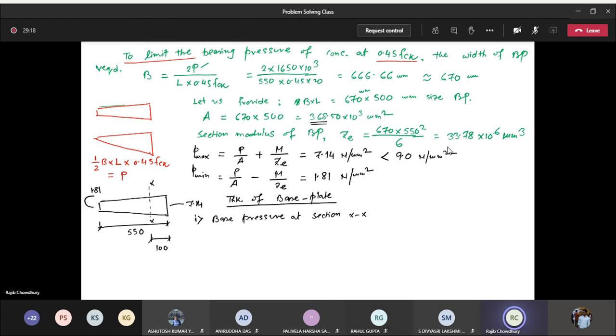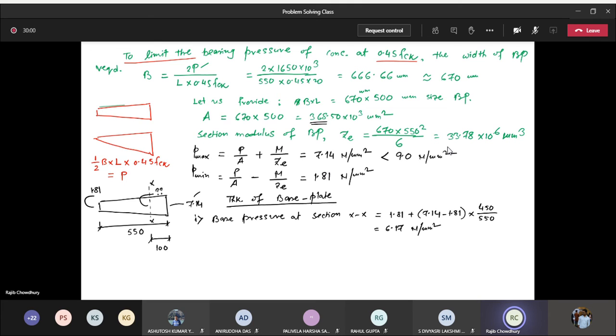So if it is this way, then this to be equated, that how much is the base pressure here. So 1.81, it is a simple linear interpolation everybody can do, plus 7.14 minus 1.81 multiplied by 450 divided by 550. So this is becoming 6.17 Newton per mm square. Okay.